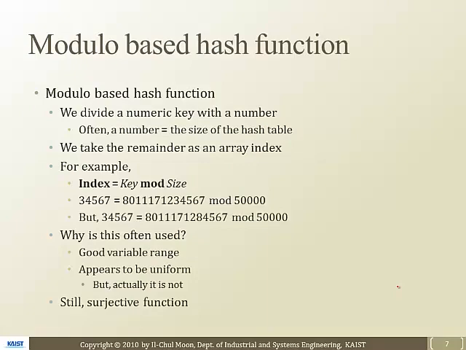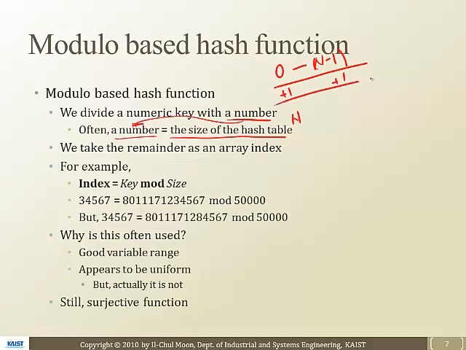So to design the hash function, the first hash function that we can think about is the modular-based hash function. The modular-based hash function divides the numeric key by a number, and this number is often the size of the hash table. If the hash table size is n, the result is always 0 to n minus 1. And actually, if we add plus 1 here, then it's going to be 1 to n, right? And that maps to the size of the hash table.